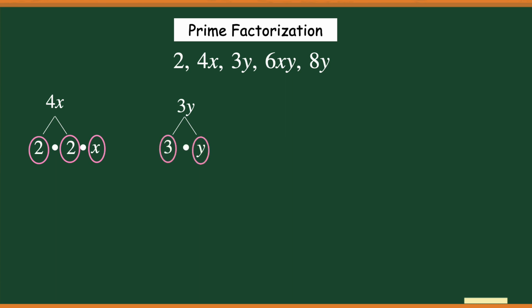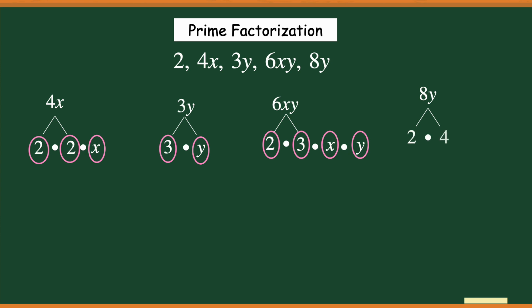The next value in the set is 3y, and its factors are 3 times y, both of which are prime. Moving on to 6xy, the 6 can be factored by 2 times 3, and I bring down the x and y. Since all of the factors are prime, I'm ready to move on to the last value in the set, 8y. I'll start with 2 times 4y. Since the 2 is prime, I'll circle it. Now I'll factor out 4y using 2 times y, all of which are prime.